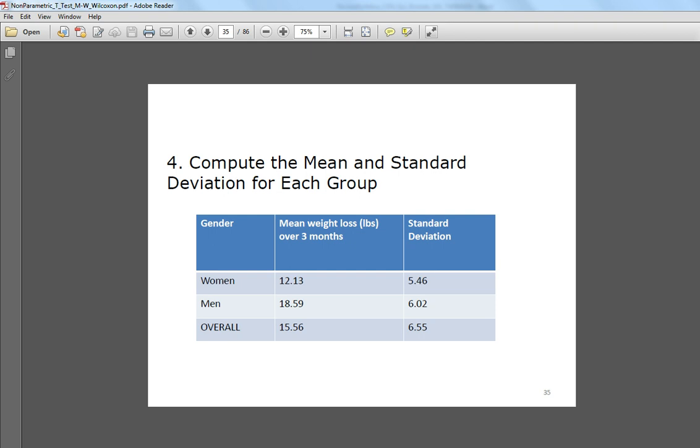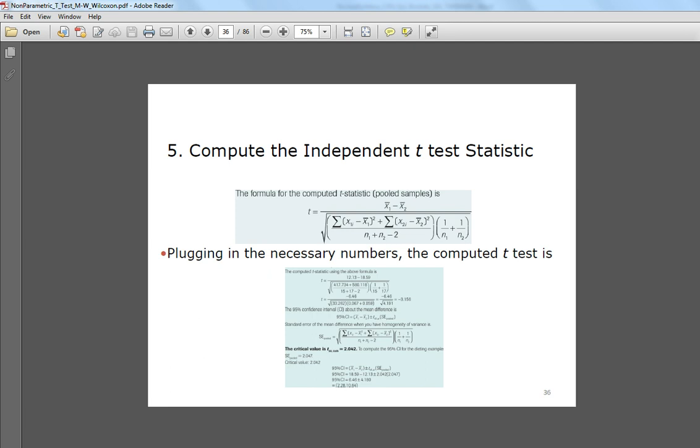Number 4 here, in terms of computing the mean and then the standard deviation for each group. So for a particular case, women had a mean weight loss over 3 months of 12.13 with a standard deviation of 5.46. For men, the mean weight loss was 18.59 in pounds with a standard deviation of 6.02. And then you have the overall mean weight loss, and you also have the overall standard deviation. When you compute the independent samples t-test statistics, the formula is really long. We're going to skip that one. We're going to use SPSS.